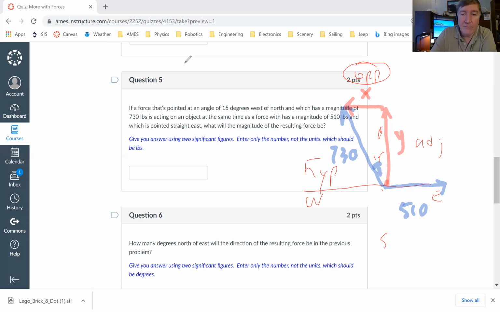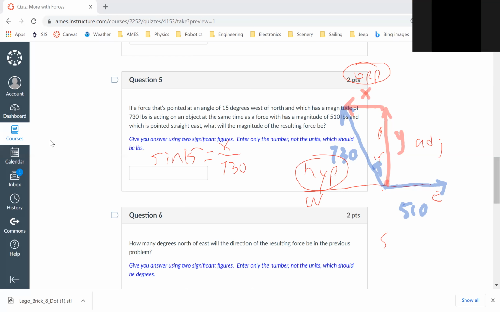Okay, so opposite over hypotenuse, and which one is that? It would be sine. Okay, so the sine of the angle, which we know is 15, is equal to the opposite, which we don't know, so we decide we're going to call that one x, divided by the hypotenuse, which we do know, which is 730. Okay, so Zaid, what do I do? You multiply both sides by 730. Okay, so let's multiply both sides by 730.